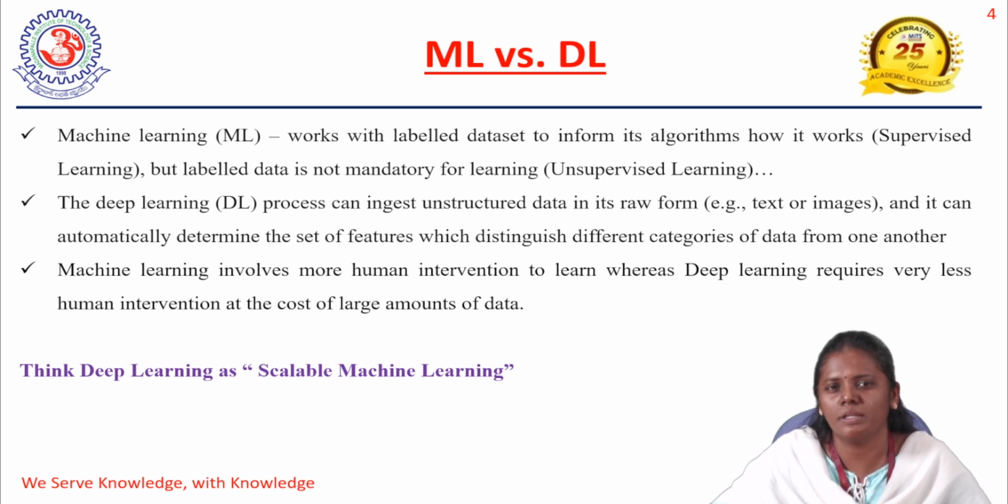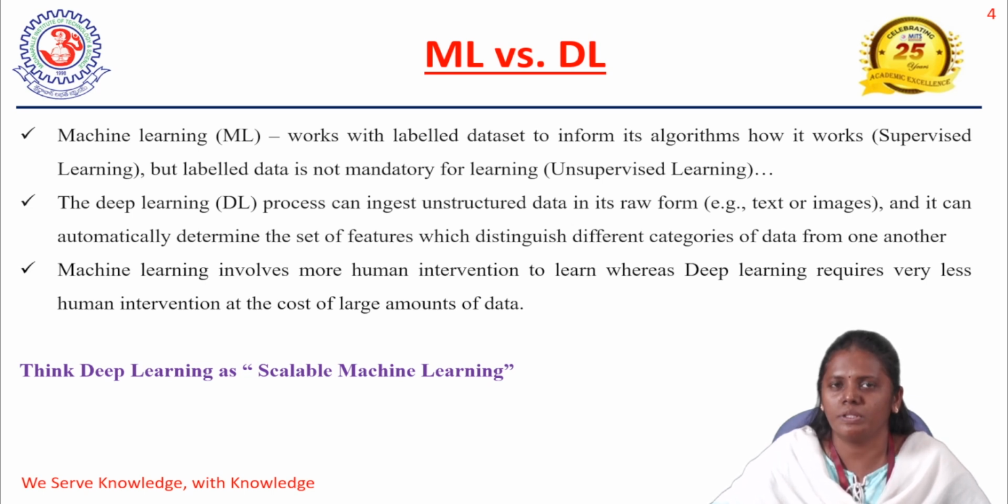We have to train the model with labeled data to think like us and to take decisions like us. But when it comes to deep learning, even when you give the data in its raw form, the model is going to understand the features that are hidden in the given data, and it is going to learn by itself such that human intervention is not that much required. So machine learning involves more human intervention to learn, whereas deep learning requires very little human intervention at the cost of large amounts of data.